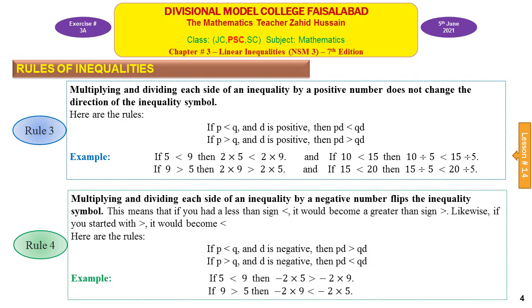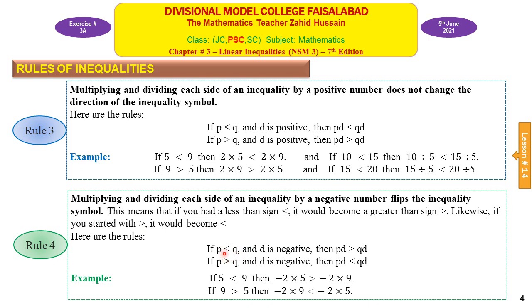But in multiplication there is a difference. In dividing or multiplying both sides of the equation by a negative number, there is no change. Minus 3x is equal to 15 means x is equal to 15 over minus 3. So x is equal to minus 5. But multiplying and dividing each side of an inequality by a negative number flips the inequality symbol.